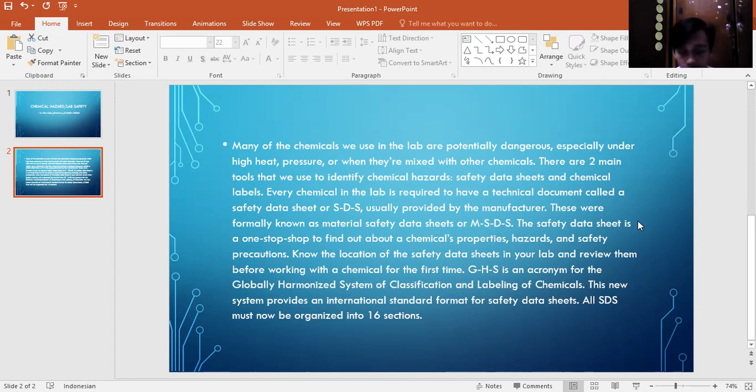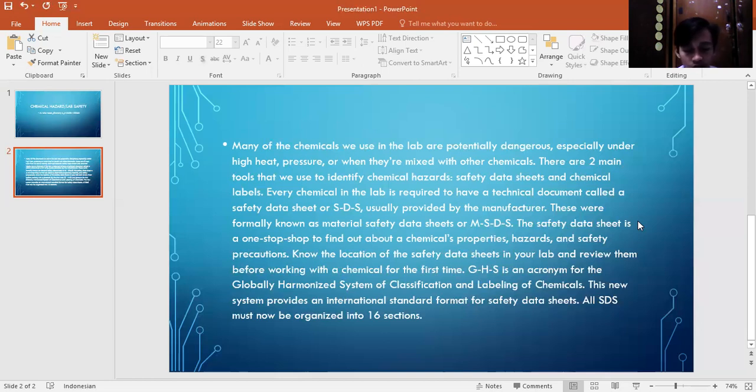And sections 12 to 15 are not mandatory, but you should at least be familiar with them: ecological, disposal, transport, and regulatory considerations. Section 16 is for any other pertinent information. This is where you will find the date the SDS was prepared along with the last known revision.